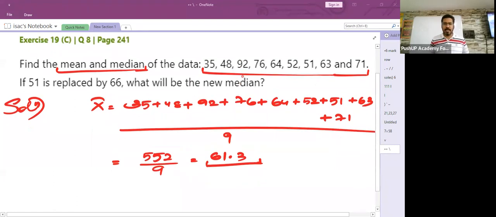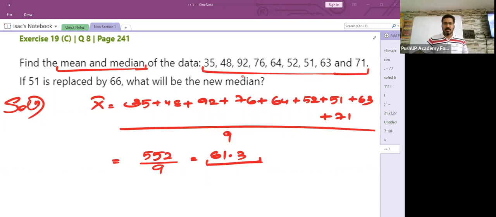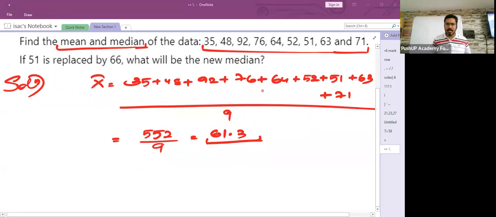Now let us find what is the median value. For finding median value, you should first of all arrange the given observation in ascending order, right? Let's do it. 35, 48. So which is the first number? 35, I think. Isn't it? That is the lowest number. Then after 35 comes 48. Yeah, 48. Then after 48, 51.